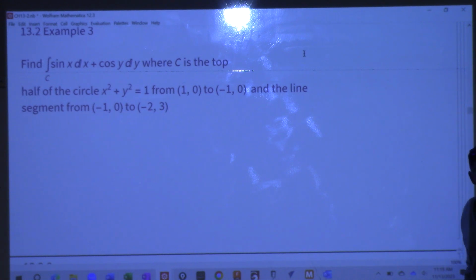Do you have a question? No, I just say that's the unit circle, right? That is the unit circle, yep.